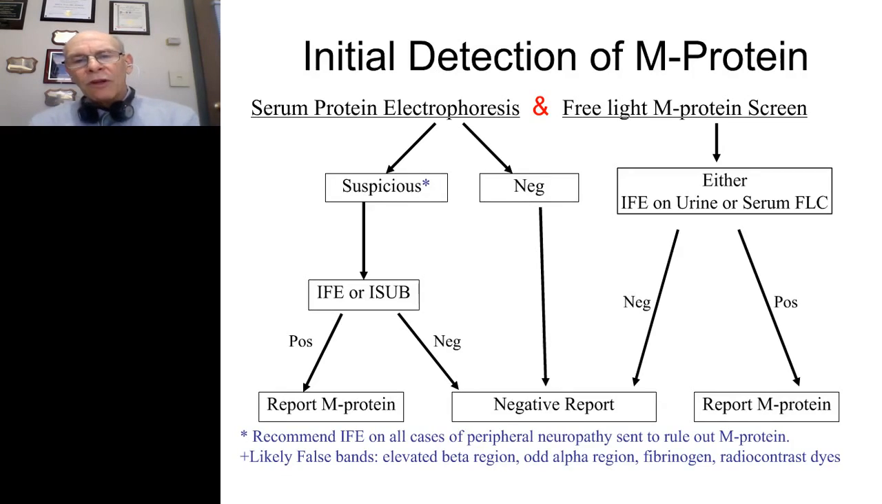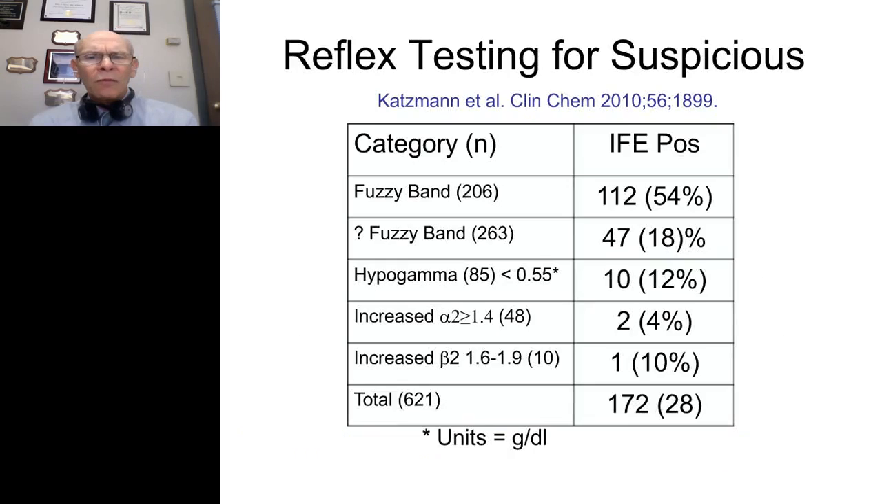On serum protein electrophoresis, some laboratories automatically perform immunofixation. Others look to see if there is a suspicious band before performing immunofixation, IFE, or immunosubtraction, ISub. So what does suspicious mean? There's a nice study published in 2010 by Dr. Katzman again at the Mayo Clinic, and he categorized several suspicious cases.